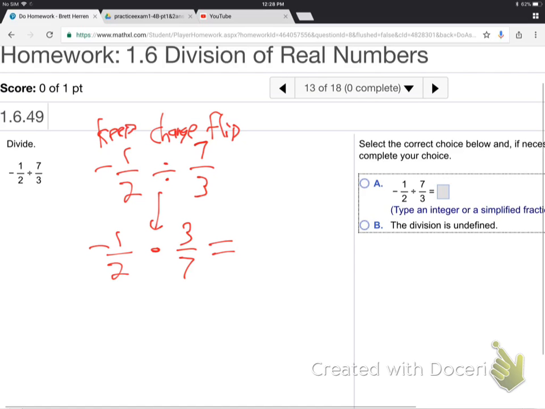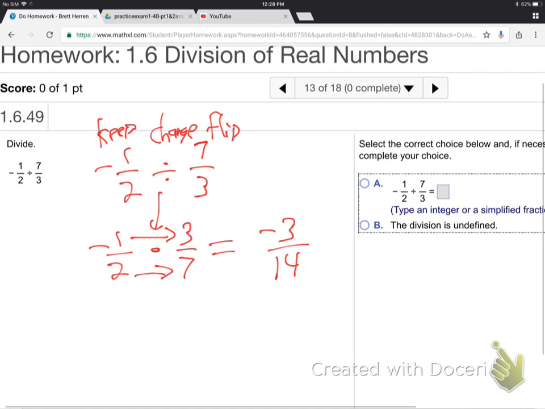We don't need common denominators, do we? That's only when we're adding, subtracting that we need common denominators. Here we're multiplying, it's not needed. So just go top with top, bottom with bottom. So negative 1 times 3 is negative 3. 2 times 7? 14. Done.